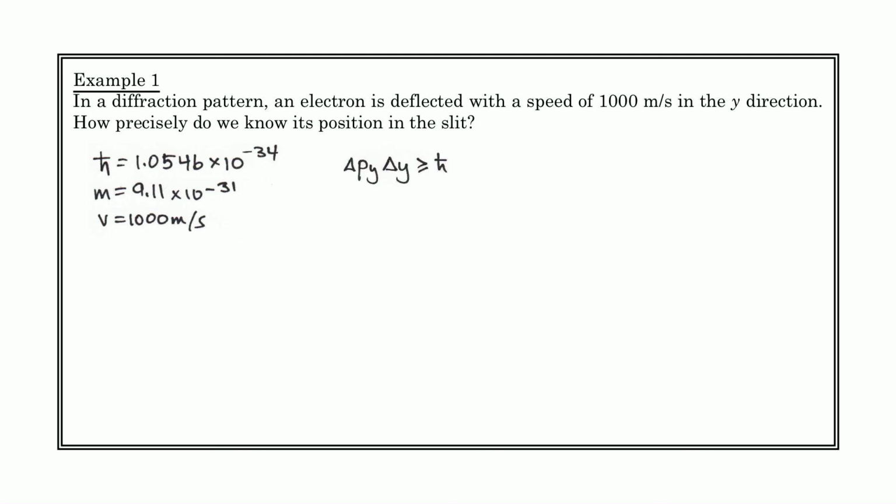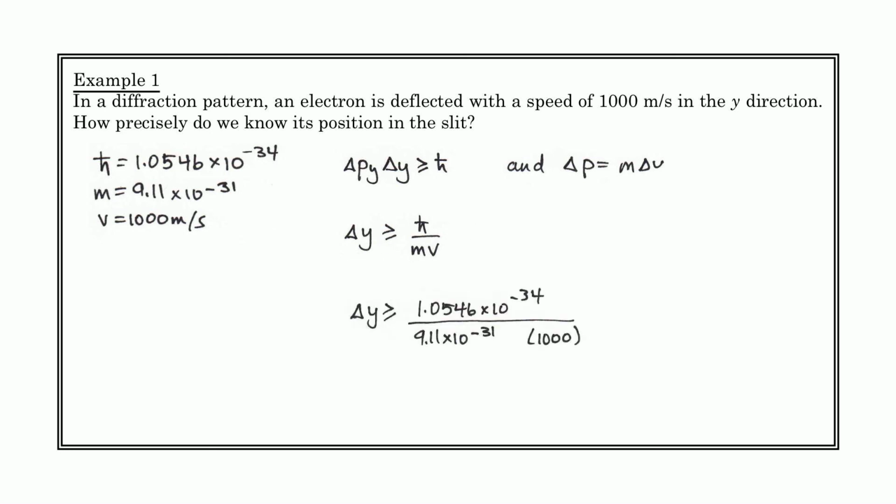Okay, so the uncertainty in its momentum times the uncertainty in its position, this is what we're trying to find, is always greater than or equal to h bar. And we know that the uncertainty in the momentum is given by mass times the uncertainty in the speed. So we can put all this together, rearrange for delta y, and we can divide. And here it is with our numbers subbed in, and we get 0.11 micrometers.